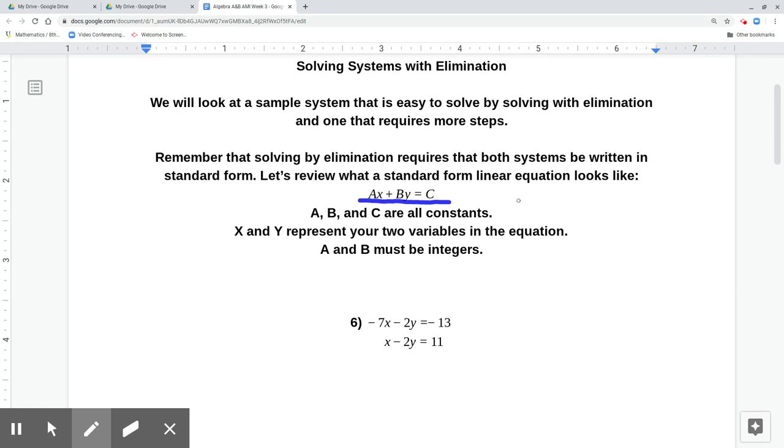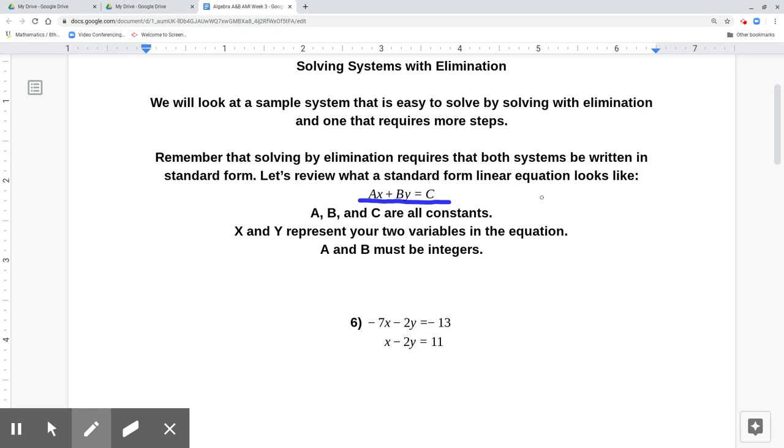And a and b, something specific about standard form is a and b must be integers. So they're going to be a positive or negative number. We're typically not going to be working with rational numbers or fractions when we're looking at standard form.